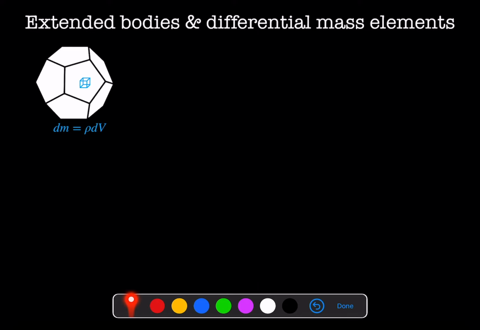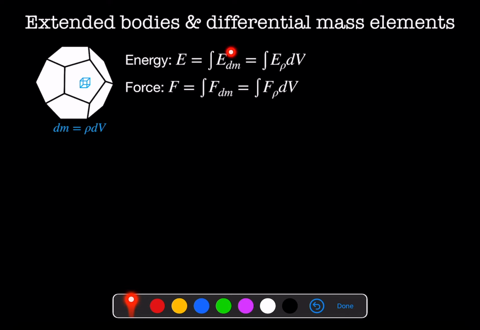If I want to find the energy for the whole dodecahedron, I can merely calculate the energy on each of these individual mass elements, E dm, and sum them up over the entirety of the system. Or since this has uniform density, I can turn it into a volume integral, so just integrating across the shape of the object. I can do the same thing for force.